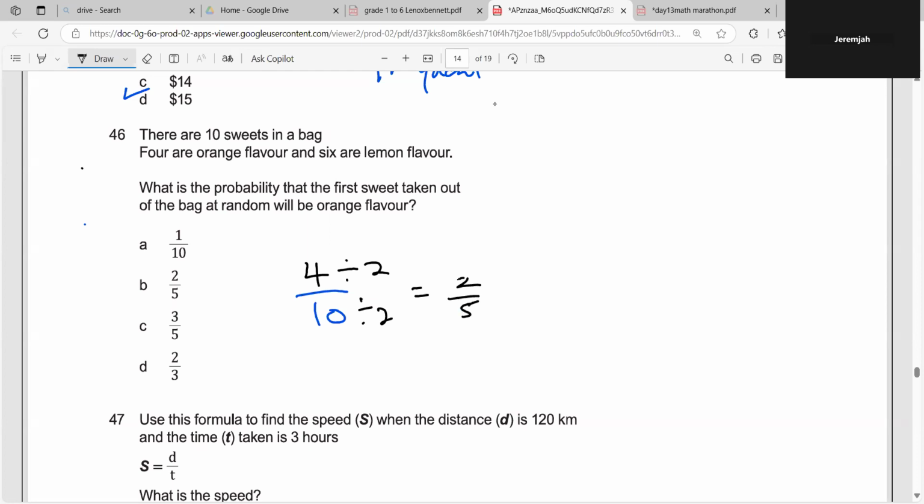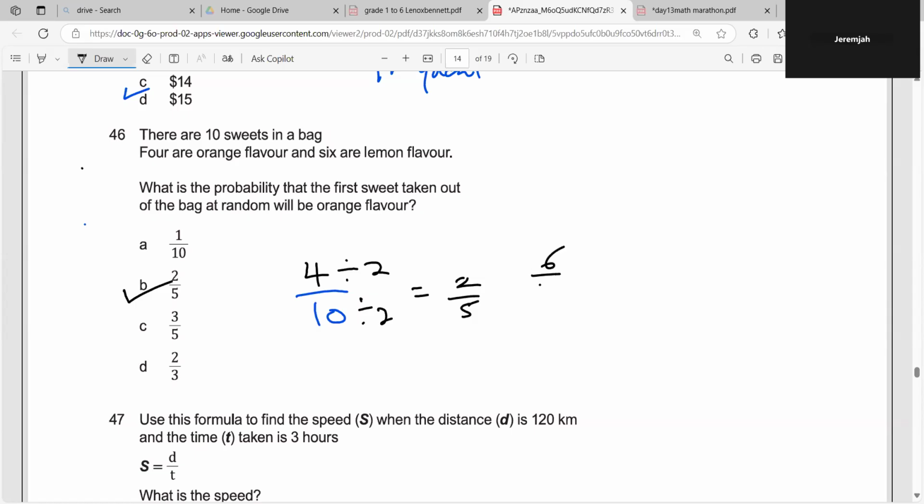Cause 2 times 2 is 4, sir, and 2 times 5 is 10. Yeah, very good. And sir, for the lemon flavor, you would do the same thing. You would put 6 over 10, 6 over 10, sir.